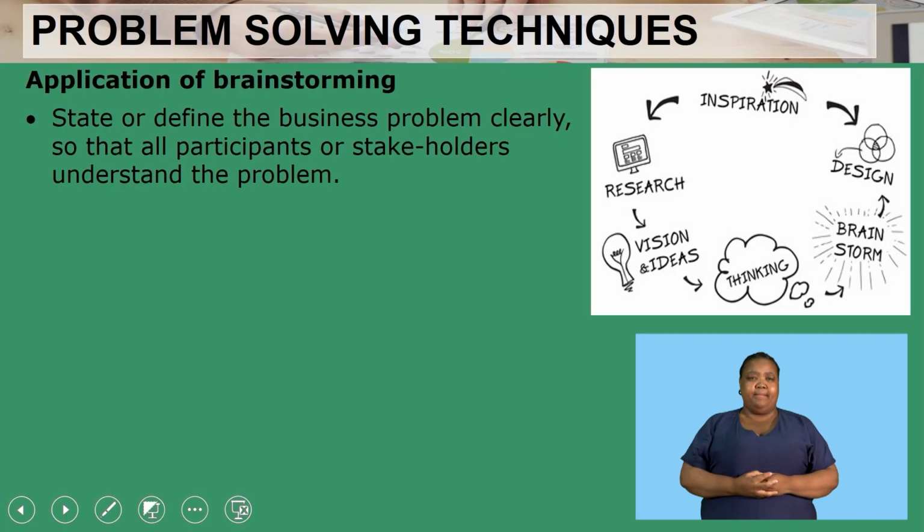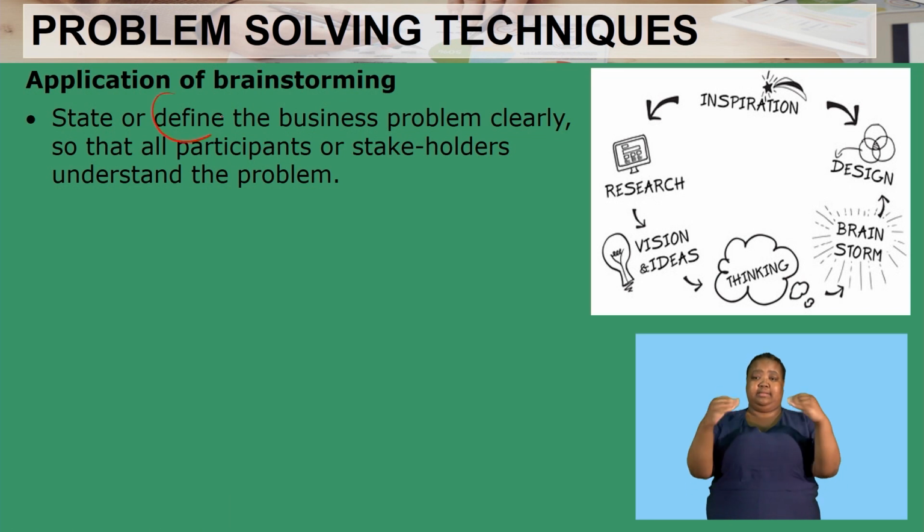So before we can do the impacts, we need to start with the application and see how the business can apply this method, and then we can start by looking at the impact it has on the business, the positives and the negatives. So how does the business apply brainstorming as a problem-solving technique? Let's start. You say here, as a business, they state or define the business problem clearly. What is it that the business is facing?